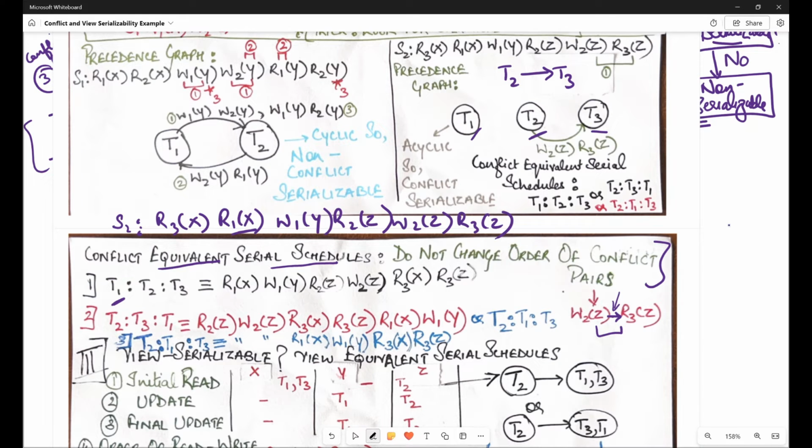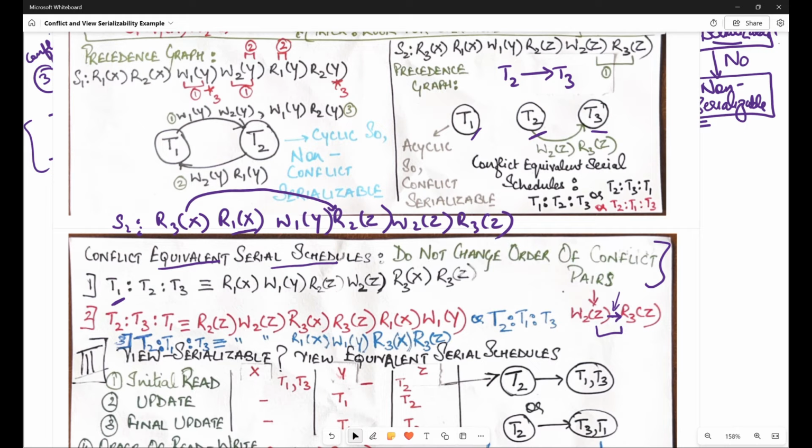Just for the sake of explanation, it's not causing any problem with R3X. It's not a conflict pair because both the operations are on different items. R1X and W1X, W1Y are again being performed in the same transaction, so you can easily move this over here. The only change we have done so far is we moved it over here and we moved these to the front. Okay, next we need to move T2 operations to the front.